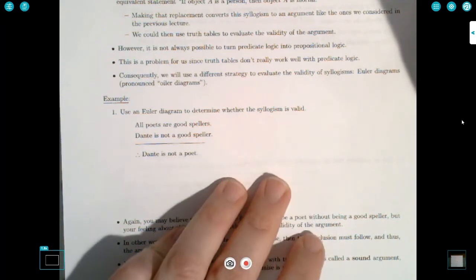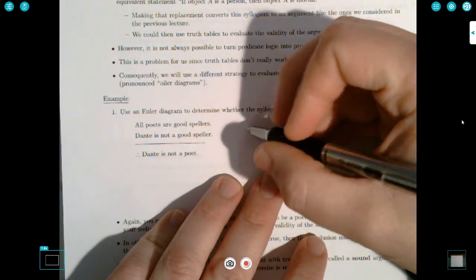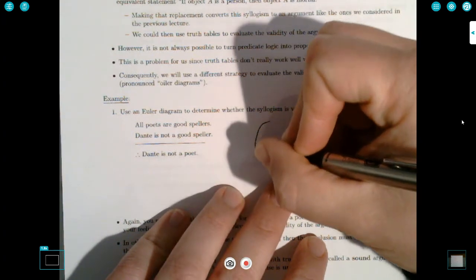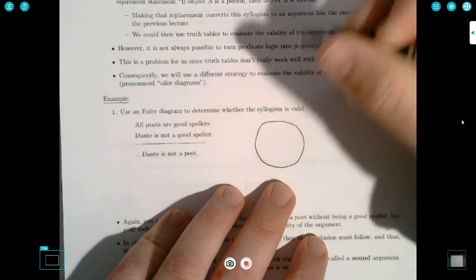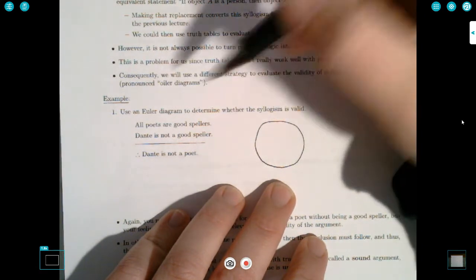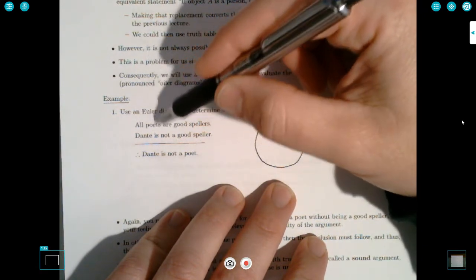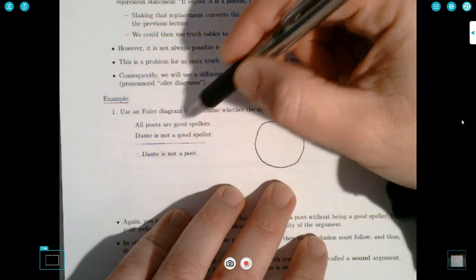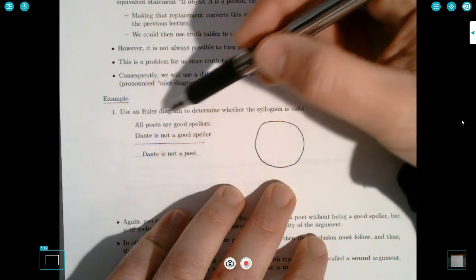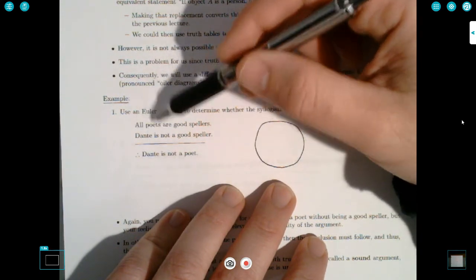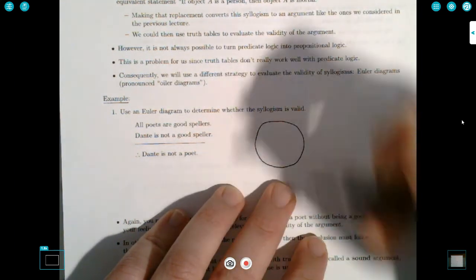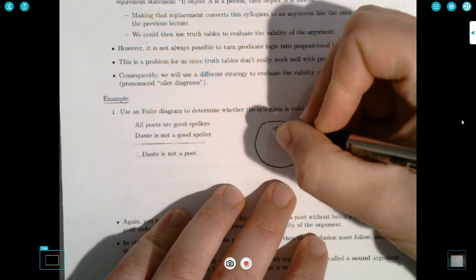Okay, so here's how we can create an Euler diagram. So I'm going to draw a circle, and this is going to represent, it says all poets are good spellers. So all of the poets, so I'm going to draw a circle representing good spellers, and I'm going to draw a circle representing poets. But since all poets are good spellers, the poets circle should be inside of the good spellers circle. So I'm going to draw a circle. This is going to be good spellers.